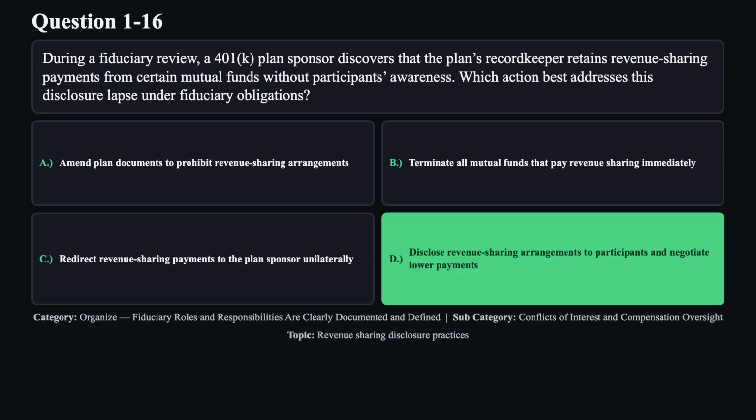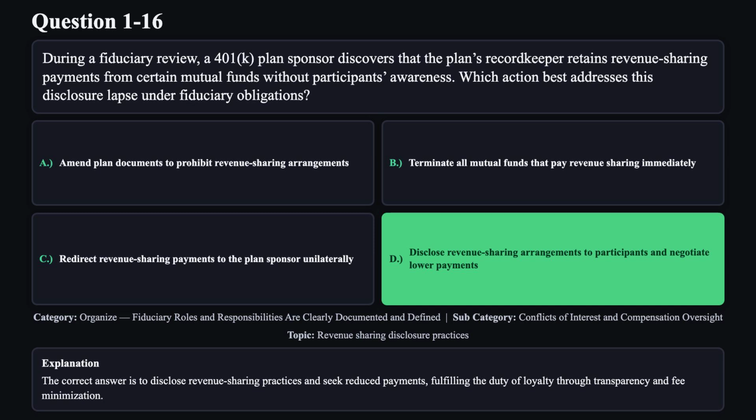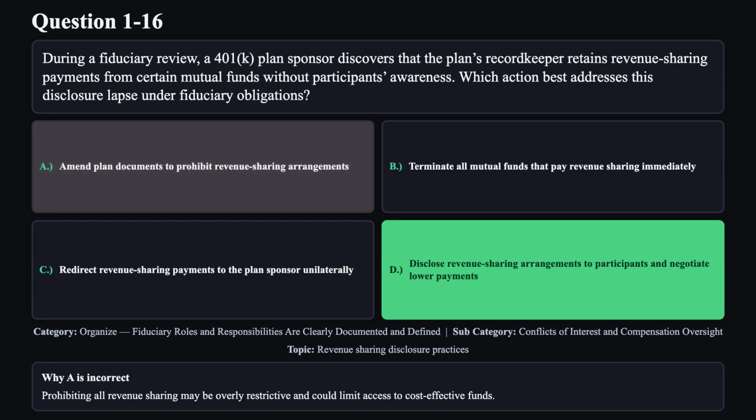The correct answer is D. The correct answer is to disclose revenue sharing practices and seek reduced payments, fulfilling the duty of loyalty through transparency and fee minimization. Reason A is not correct. Prohibiting all revenue sharing may be overly restrictive and could limit access to cost-effective funds.